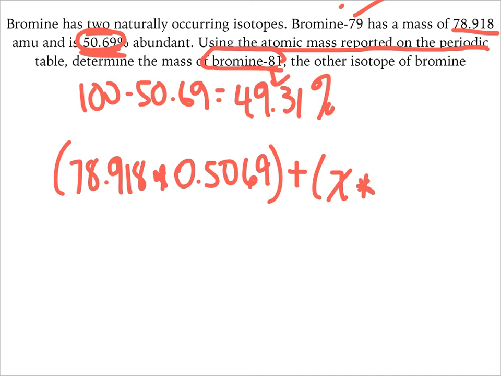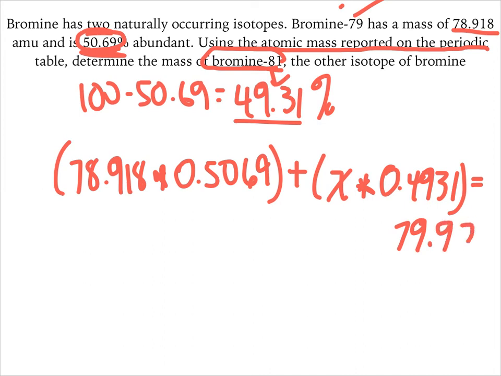Now we do know the percentage of bromine 81. We figured it out right here, and we subtracted from 100. So that's 0.4931. Now we can't have two unknowns in this equation, so this has to be equal to something. And what it's equal to, you can find just from looking up at the periodic table. So you look at the periodic table, you'll notice the atomic mass, the average mass of bromine is 79.90 AMUs. But now, in our equation, we have everything except this x, and so we can now solve for it.